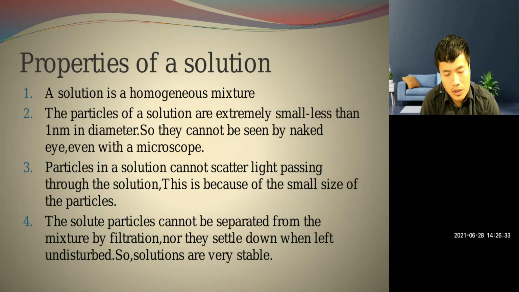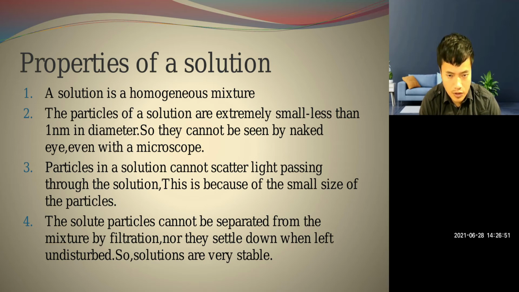Now let us see the properties of a solution. One, a solution is a homogeneous mixture. We know that a solution is a homogeneous mixture. That means it is made up of two or more substances, but they become one, or they are mixing thoroughly, or they have a uniform composition.